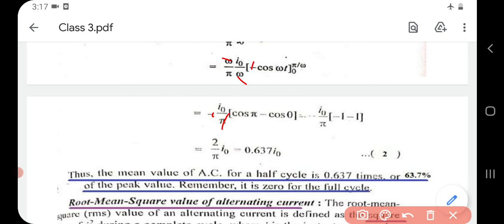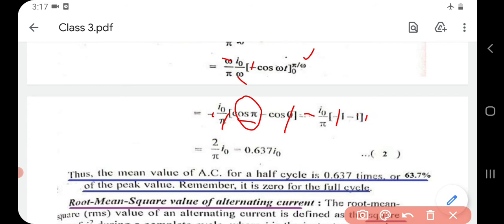Then, instead of t, you apply the upper limit, pi by omega. So it will be cos omega into pi by omega, that will be cos pi. It is written here. Minus, what is the lower limit? Cos omega into 0, that will be cos 0. Then it is equal to minus I0 by pi times, what is cos pi? Minus 1. Minus cos 0 is minus 1.